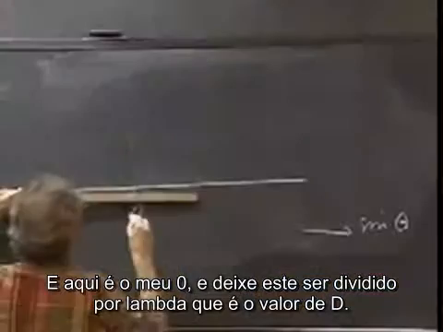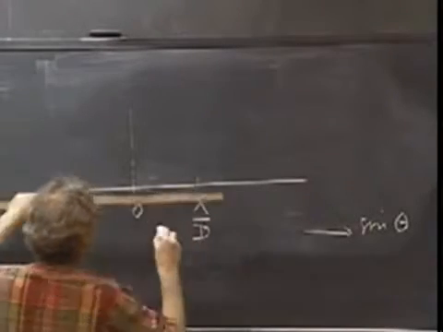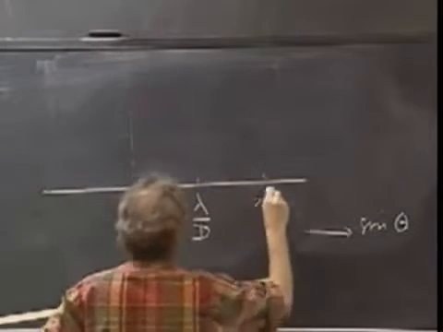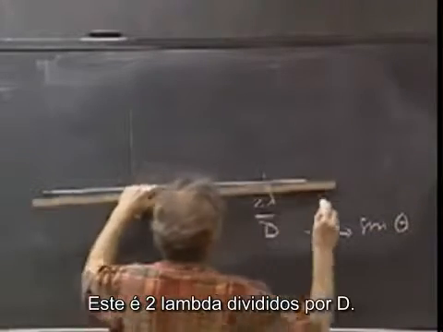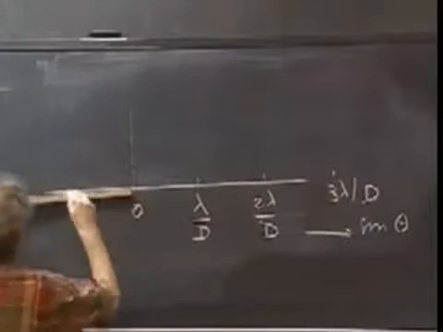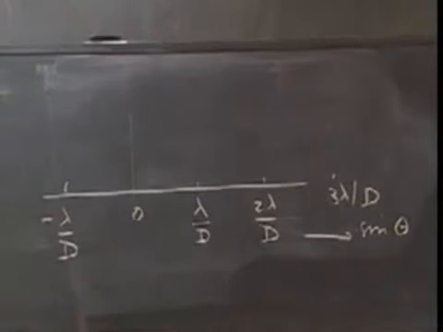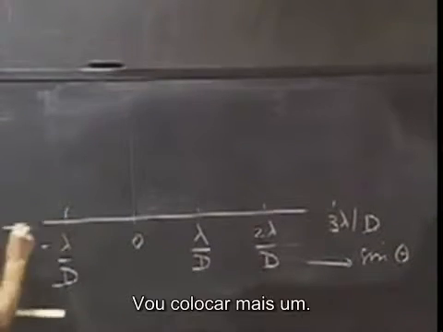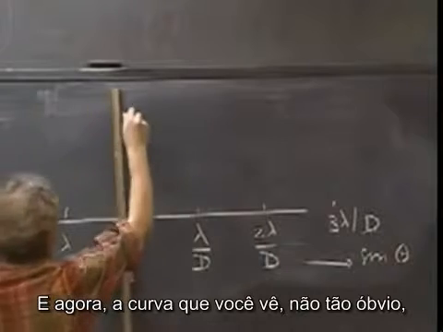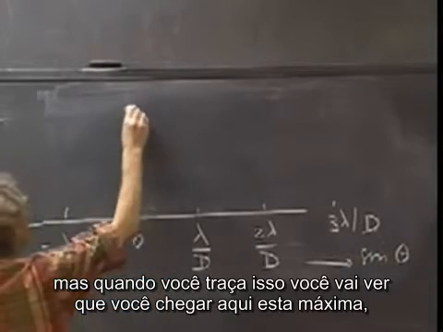And let this be lambda divided by that capital D. That is the slit width. This is 2 lambda divided by d. And here is 3 lambda divided by d. And on the other side, minus lambda divided by d, and so on. I'll put one more in. And so now, the curve that you see, not so obvious, but when you plot it, you will see that.